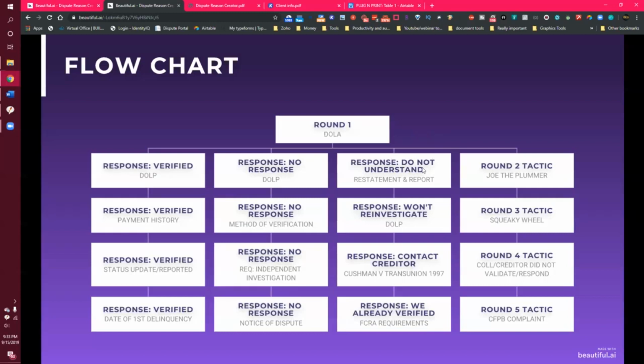All right, so now we're going over to stall tactics. Okay, so it's not just stall tactics, it's also scare tactics.